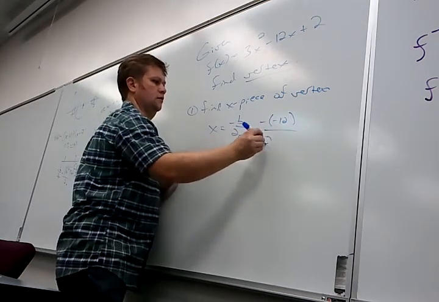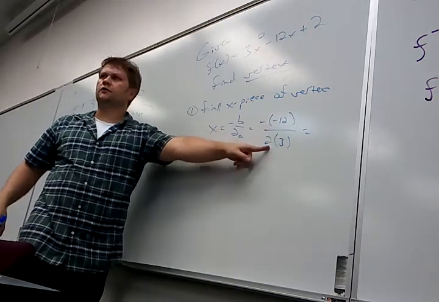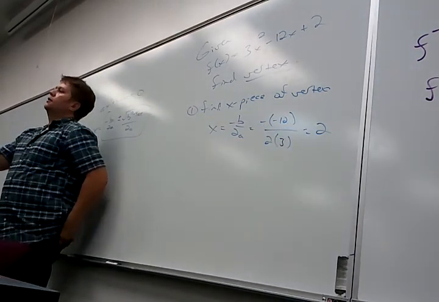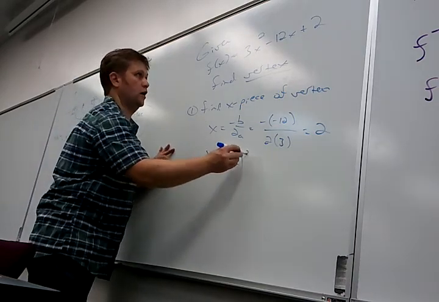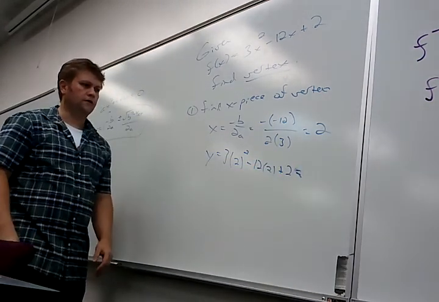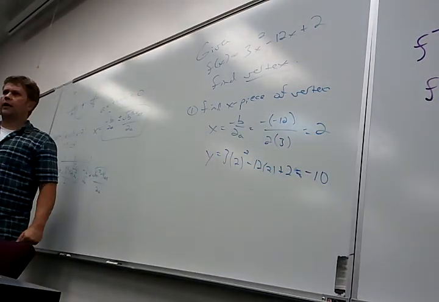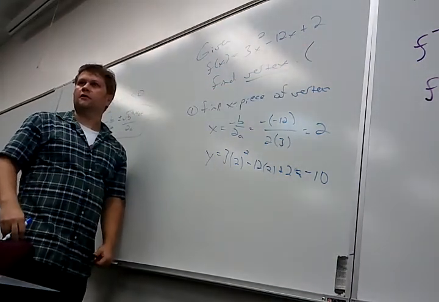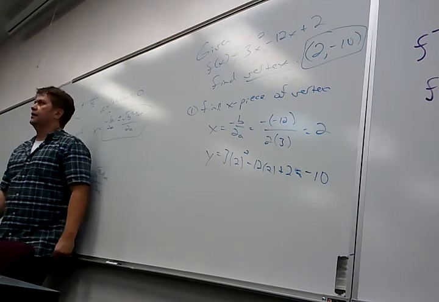What's b? Negative 12. What's a? 6. 3, but you're thinking ahead. I like it. So 12 divided by 6. Positive 2. So there's the x piece. How do I get the y piece? Plug it in. 3 times 2 squared minus 12 times 2 plus 2. Negative 10. Cool. So what's the vertex? 2, -10. I love it. It's got to be a point. So I got the x piece, the y piece. There it is.